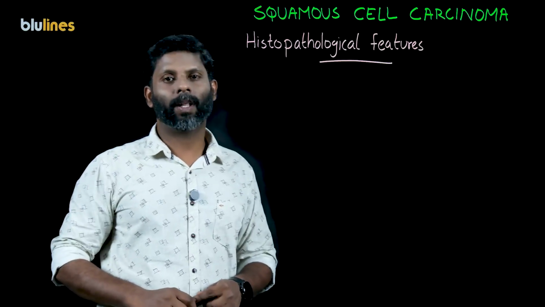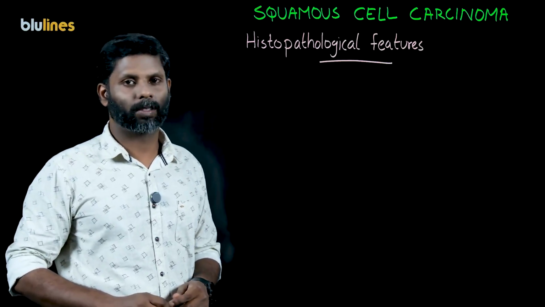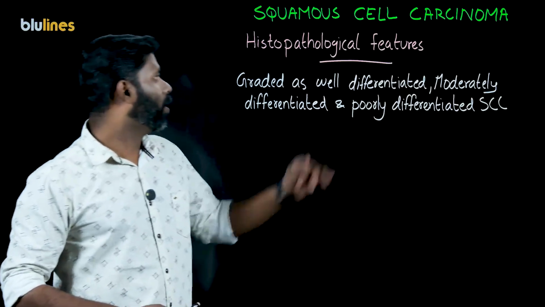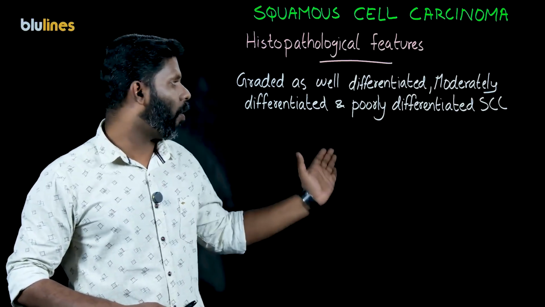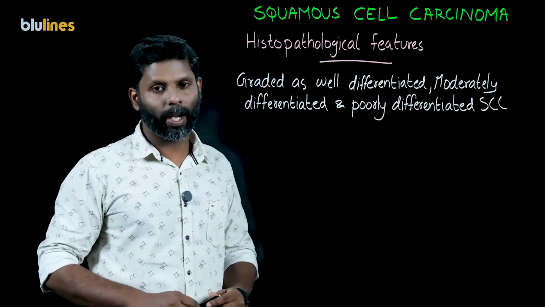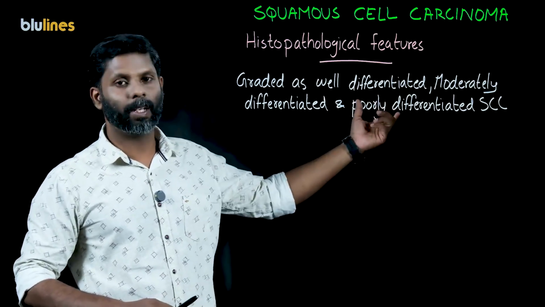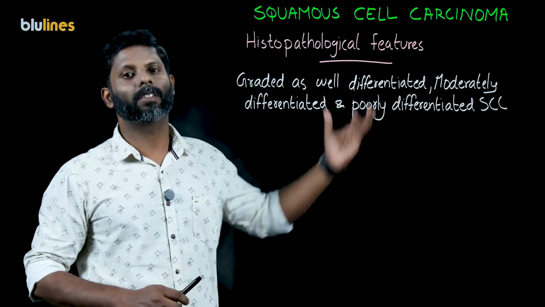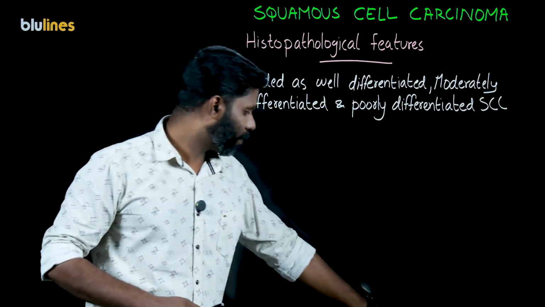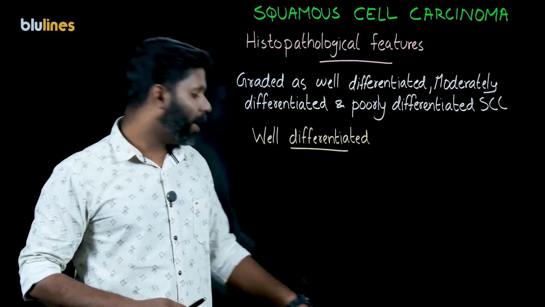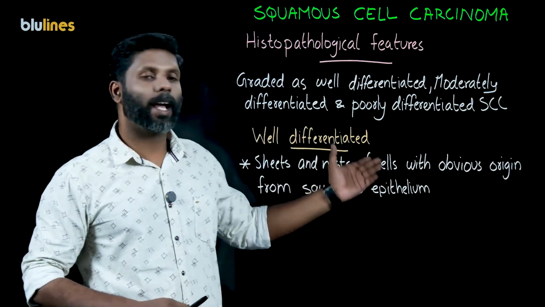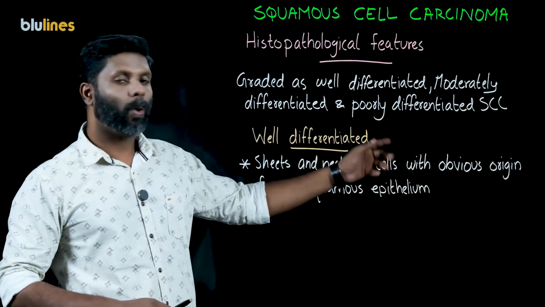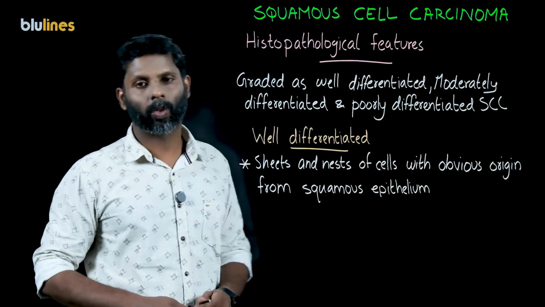Coming to the histopathological features of squamous cell carcinoma. It is usually graded as 3: well differentiated, moderately differentiated and poorly differentiated. Differentiated means based on the differentiation of the cells. So in well differentiated, there will be sheets and nests of cells with obvious origin from the squamous epithelium.